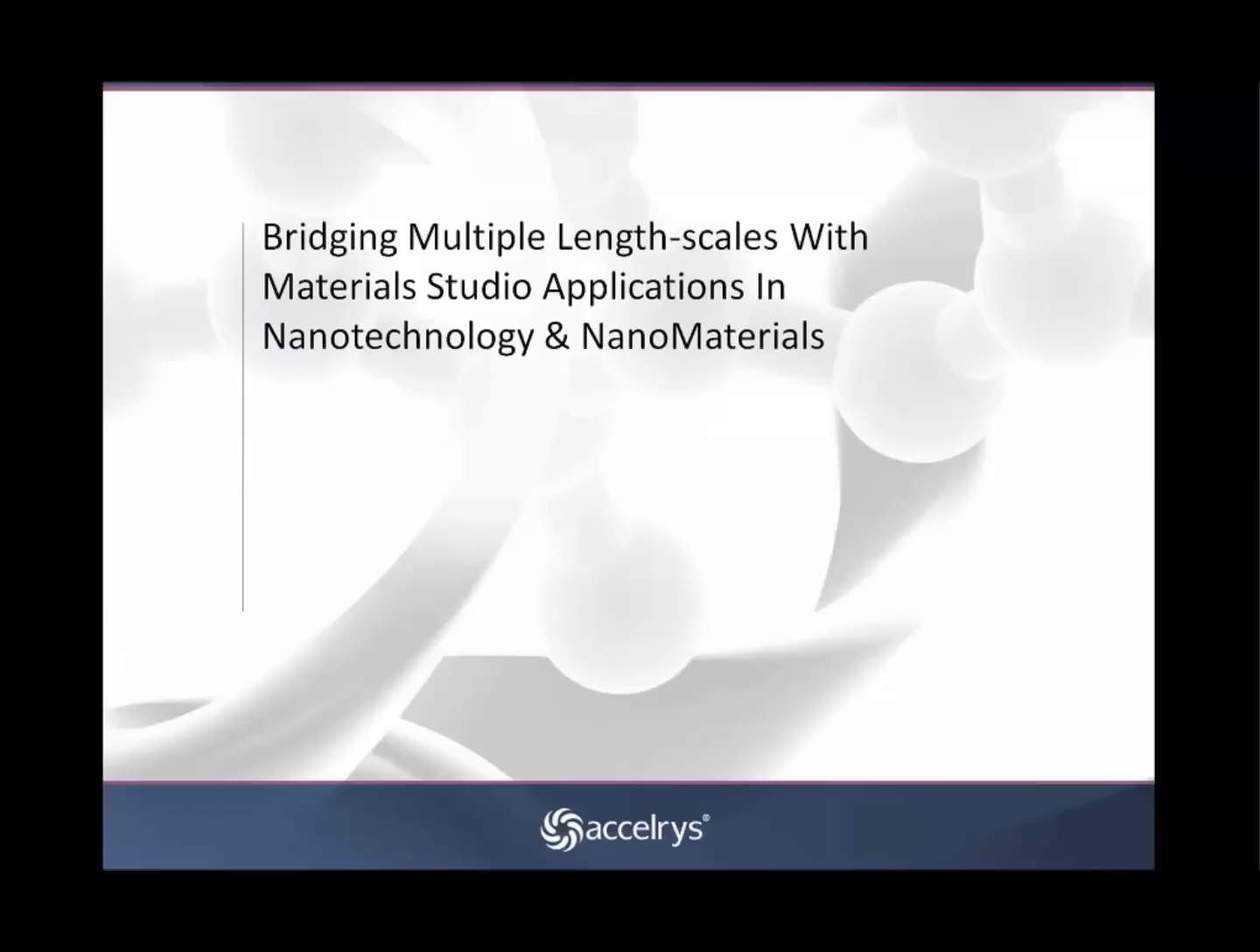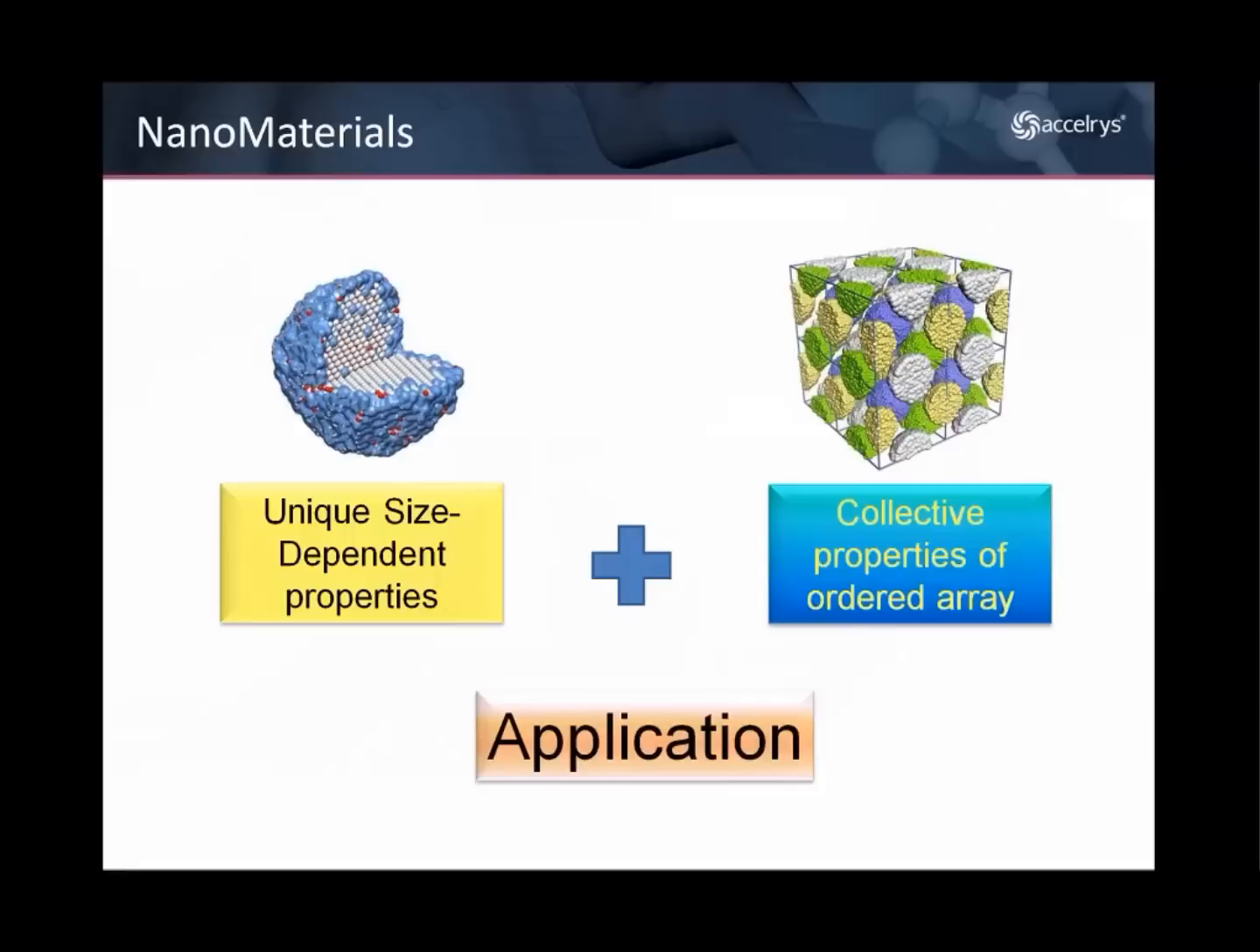So, nanomaterials, two important aspects. One, are size-dependent properties. They're so small that they have unique semi-quantum level effects and can influence an application because of that. And the second is that there are collective properties of ordered arrays. Think of quantum dots. These allow us to have photonic emission, whereas individual elements would not necessarily contribute, but the group aggregate and the spatial arrangement of that aggregate drives that application and that function.